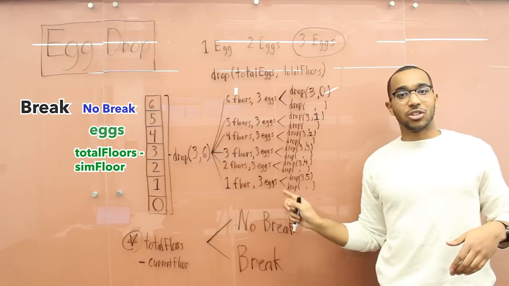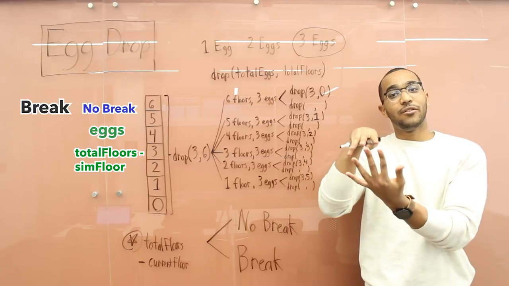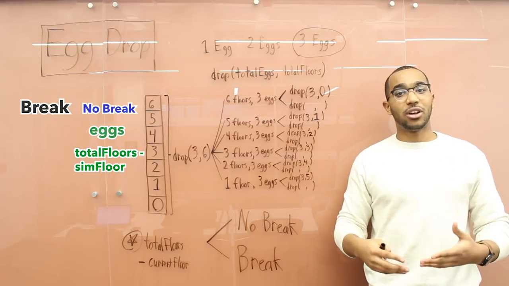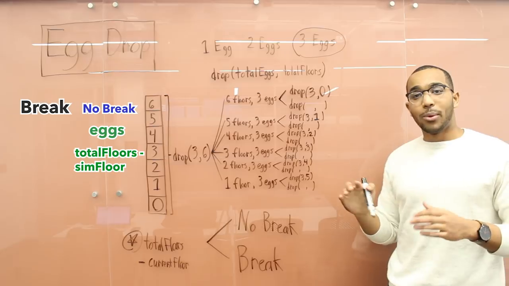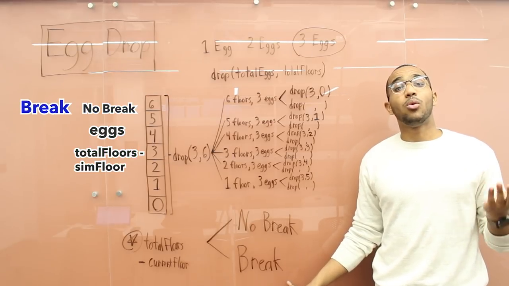I don't know the answer to these. I know the answer to my base cases though, and as long as I converge to them, then I'm going to get the answer I want. So what we're going to do now is investigate if we break. So if we break, what happens?